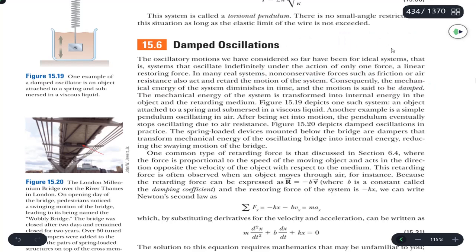Now, in this subtopic, we are going to see the introduction of friction and the effect that when we have friction, a non-conservative force, the system will be losing energy. So losing energy, it says here, diminishes in time. So energy dia hilang. Why did the energy hilang? Because damping overall akan effect pada amplitude.